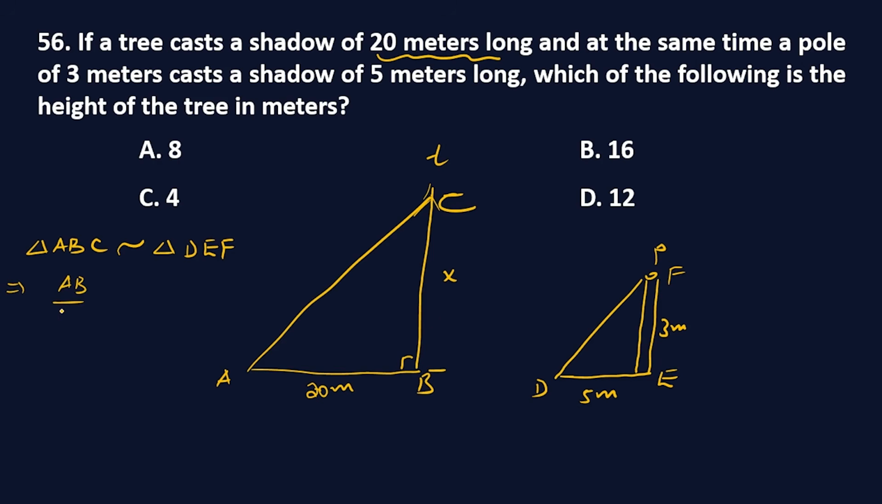over DE, this must be the same as BC over EF. Directly substitute the given values: AB is 20 meter, and DE is 5, BC is X, and EF is 3.